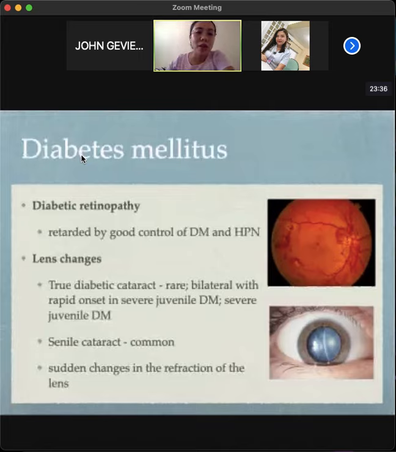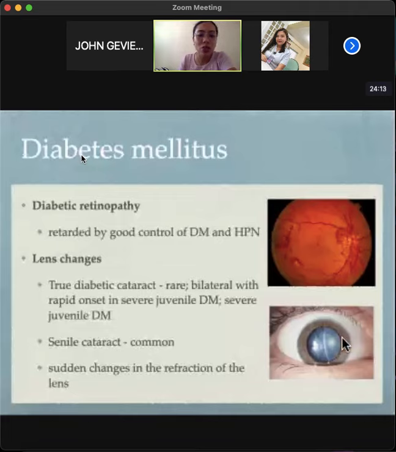So again, diabetes mellitus. Usually there is retinopathy, lens changes, and palsies that could be associated with diabetes mellitus. We've discussed the retinopathy already. You would see these abnormal vessels, neovascularizations. This is the proliferative type of diabetic retinopathy. The progression of retinopathy can be prevented if you have good control of your hypertension and diabetes.